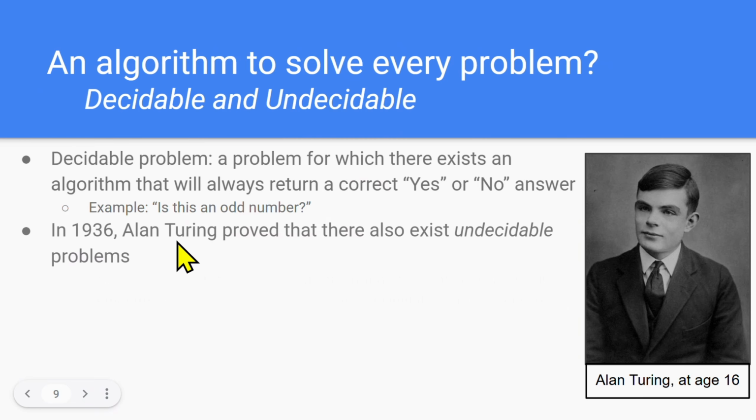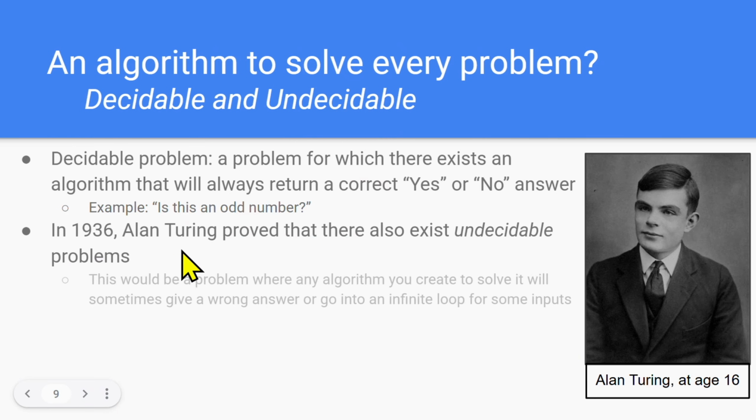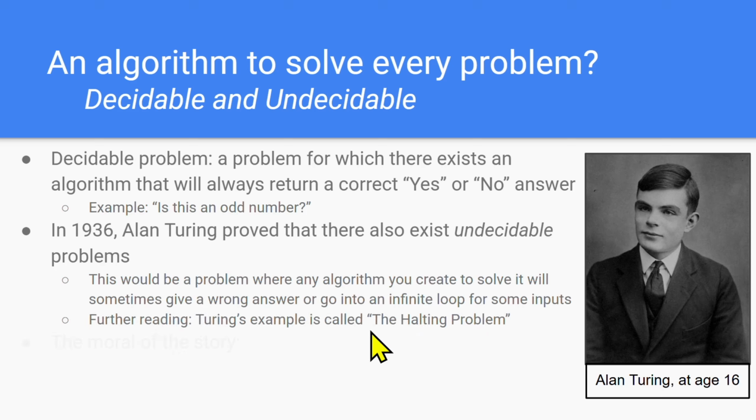And so he said that questions can fall into two categories, either decidable or undecidable. A decidable problem is something that always has a yes or no answer. For example, is this an odd number? That is something that we say is decidable. Another word for this is solvable.